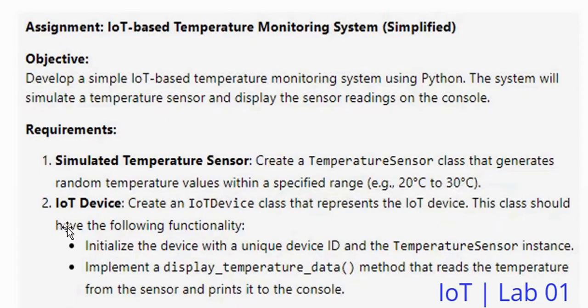Then we also have an IoT device. Here we create an IoT device class that represents the IoT device. This class should have the following functionalities. One, it should initialize the device with a unique device ID and the temperature sensor instance. And two, it should implement a display temperature data method that reads the temperature from the sensor and prints it to the console.